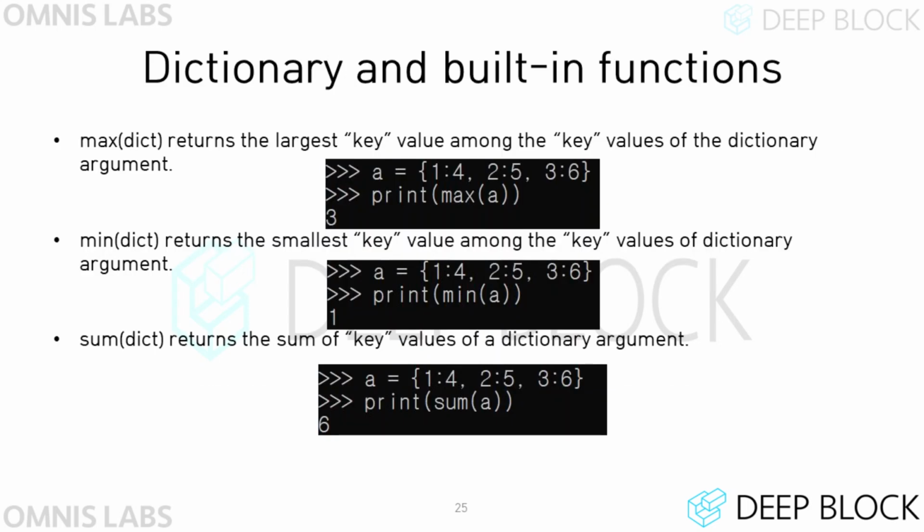A dictionary can be used as an argument to various built-in functions. For example, if you pass a dictionary as an argument to the max function, this function returns the largest value among the keys in the dictionary. And if we pass a dictionary as an argument to the min function, this function returns the smallest value among the keys in the dictionary. If you pass a dictionary as an argument to the sum function, this function returns the sum of the keys in the dictionary.